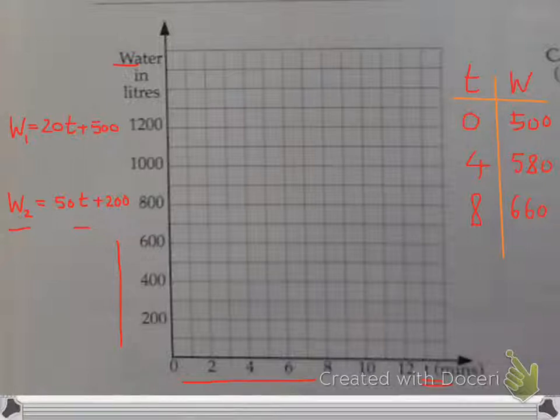Okay, plotting those 3 points. 0, 500. 4, 580. I'm just going to take a best guess. And then 8, 660. And all going to plan, I should wind up with a straight line. Oops. Try again.